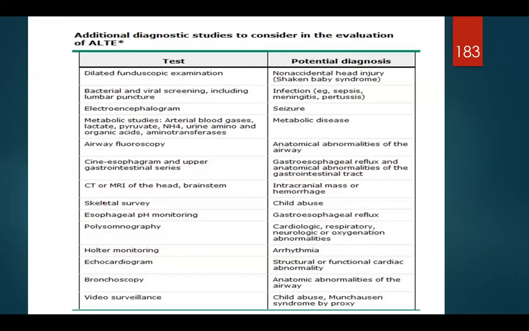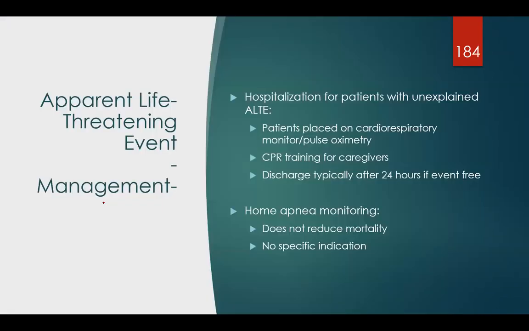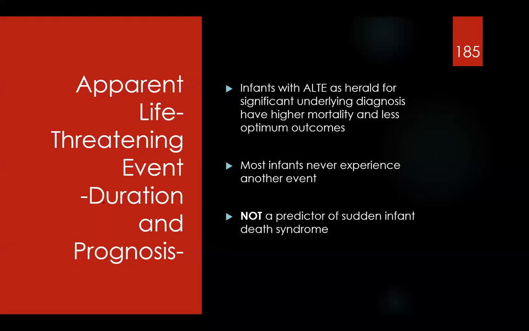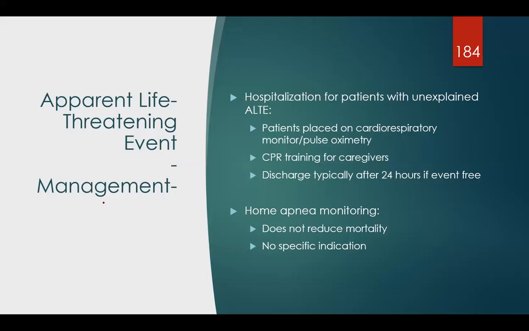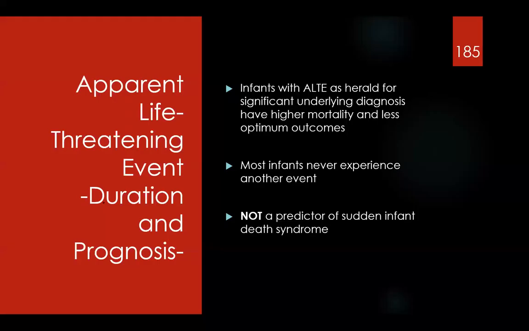Bad, bad juju. So here are some tests and then the potential diagnoses that we need to consider to make sure that these kids are safe. Child abuse, this is a huge list. Hospitalization for patients with unexplained events: if we cannot explain this, we have to hospitalize this patient for 24 hours, because there is a high mortality rate if we don't have an explanation. All right, so apparent life-threatening events as a herald for significant underlying diagnosis.